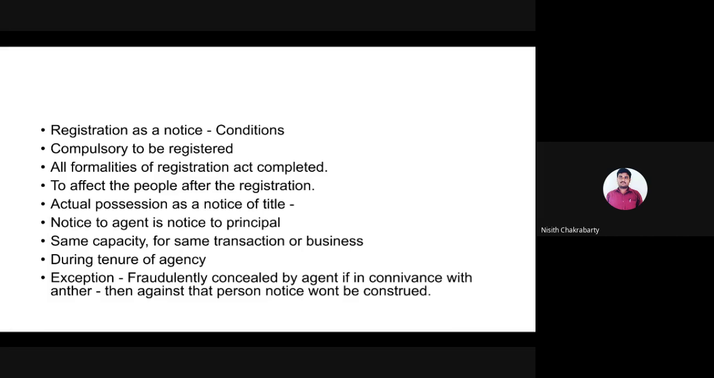Fourth thing that will be deemed to be a constructive notice is actual possession. Actual possession will be deemed as a notice of title. If I am staying in my house, and a person standing outside says this house is mine. You must have seen that movie Hera Pheri, in which Akshay Kumar was standing in front of a bungalow trying to sell it, and there were people being fooled by that.